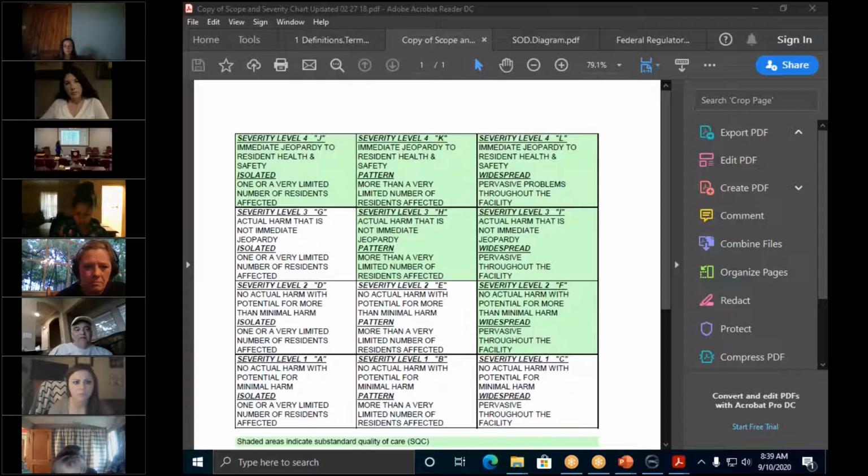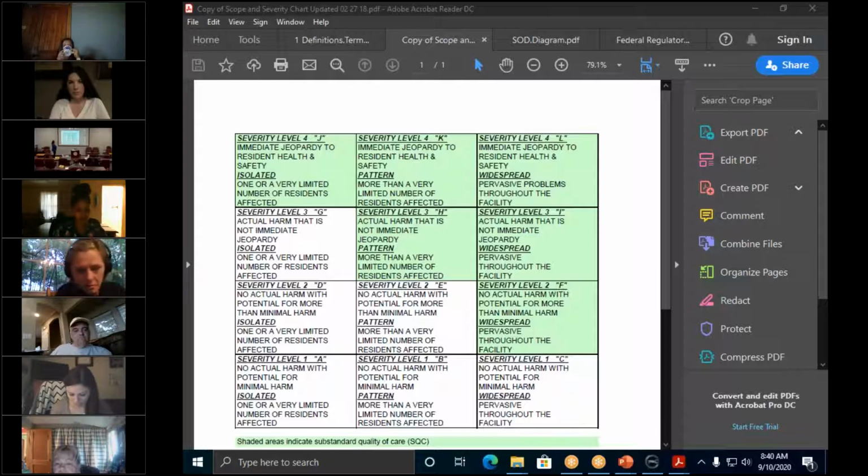Rows and columns get me all confused. So the bottom row is the ABC scope and severity of the deficiencies. Those deficiencies cited at a scope and severity of A, B, or C are actually in compliance, as long as no other deficiency or tag was cited at a scope and severity higher than that bottom row. Okay.